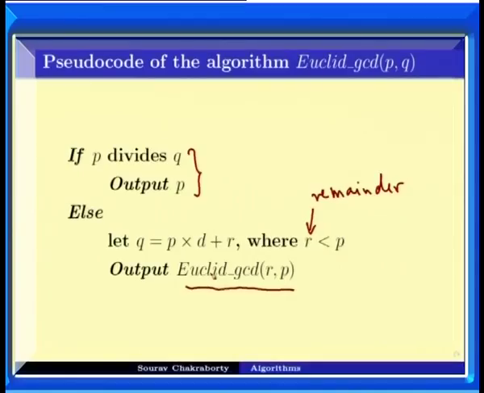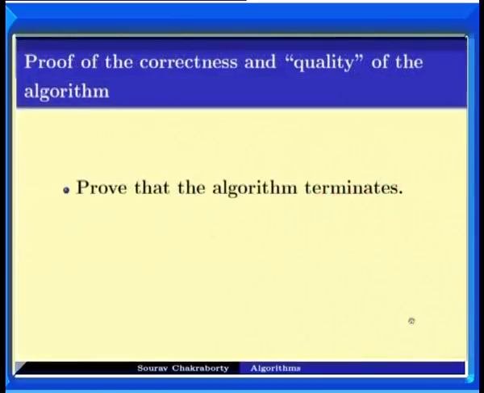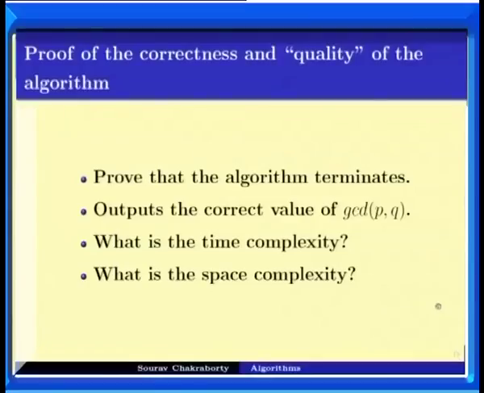As such, the algorithm seems to be fine, but we need to prove a lot of things about this algorithm. For example, we need to first prove that the algorithm terminates, and remember that this is a recursive algorithm. So, if you have ever written a program in C or any other language, you realize that when you write a recursive program, the chance of it not terminating is high. So, this particular proof requires some hard work. The second one is to prove that it outputs the right value. Then we have to understand its time complexity and its space complexity.